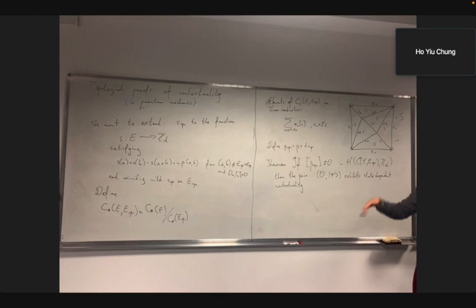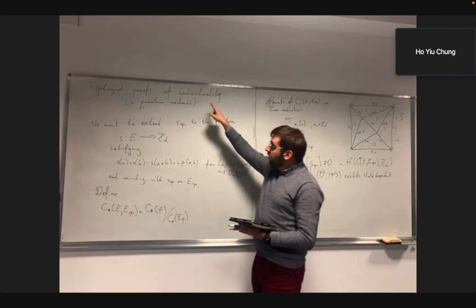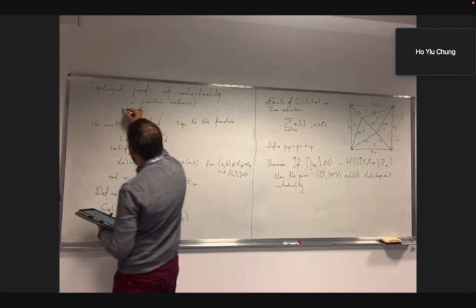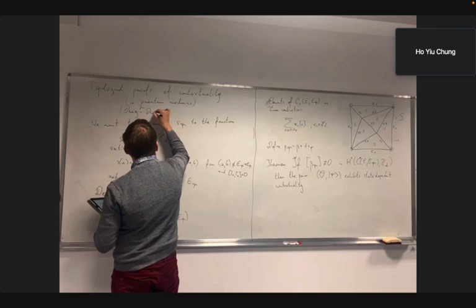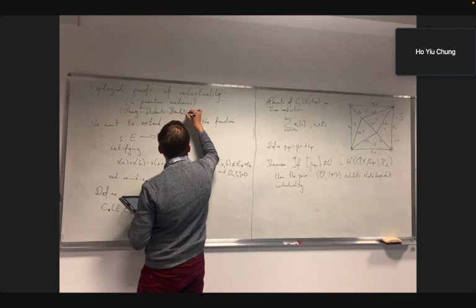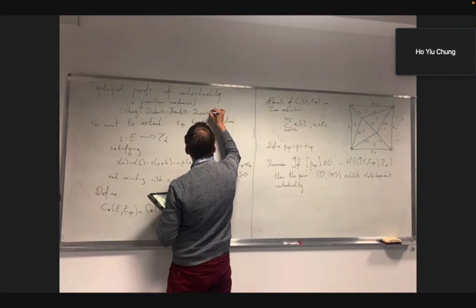Yes, so this is the third part of the paper, and the paper on which we are basing this talk is Topological Proofs of Contextuality in Quantum Mechanics. And the authors are Roberts, Bartlett, and Raussendorf. Okay, and I think I will stop here. Thank you.